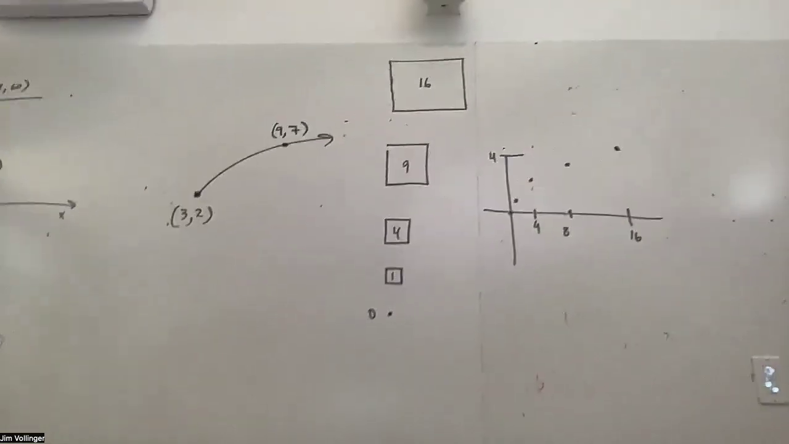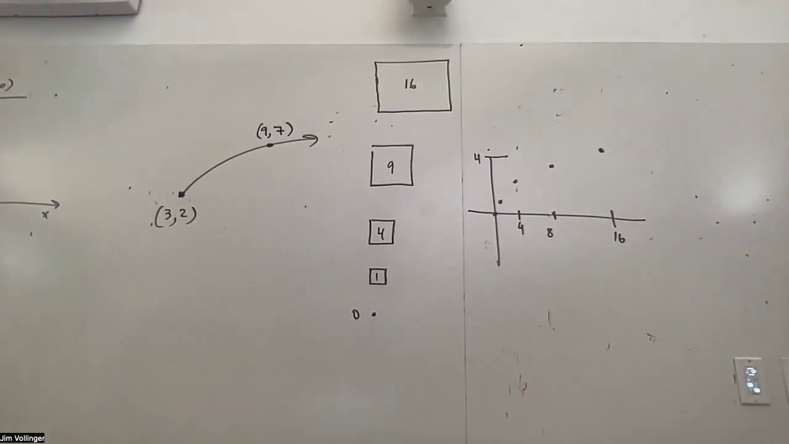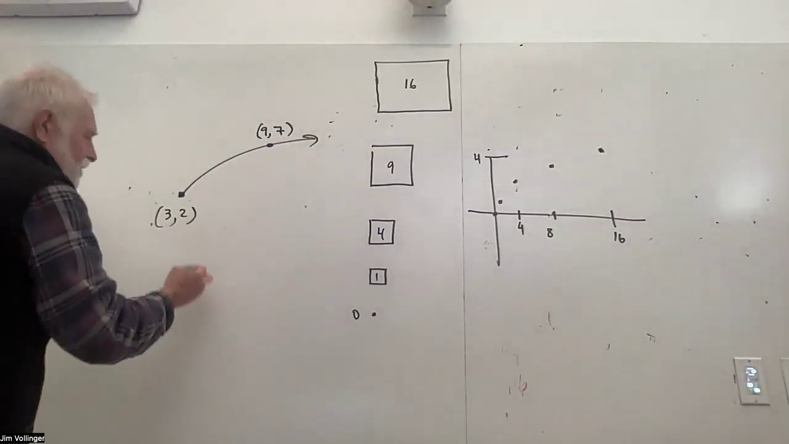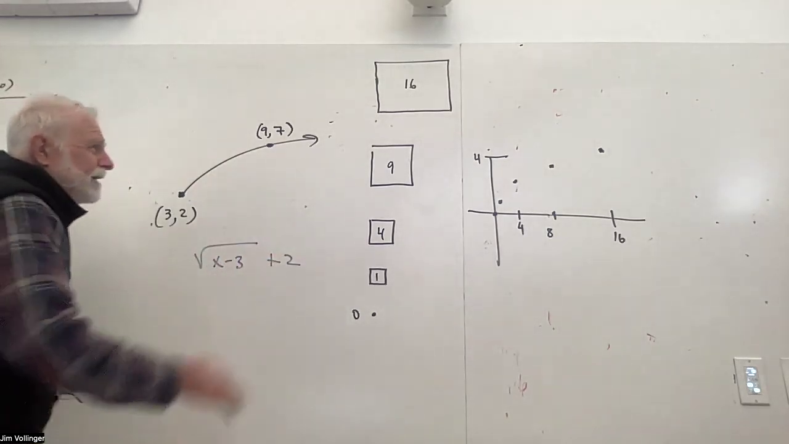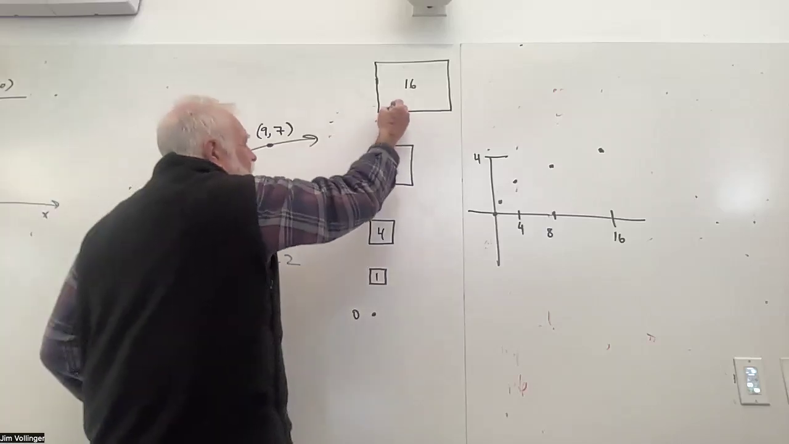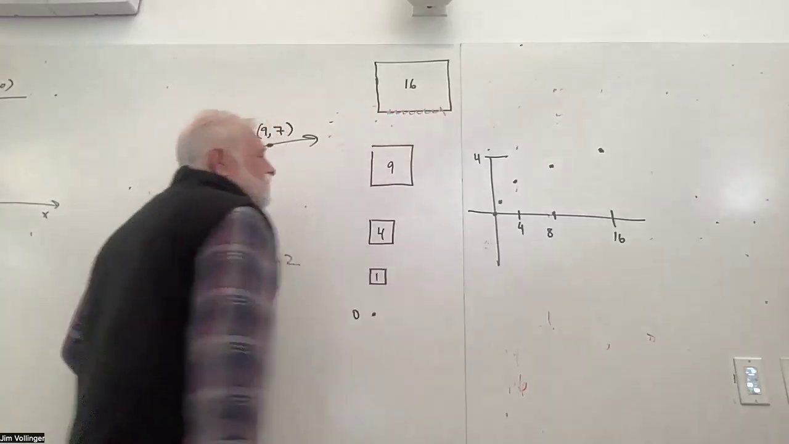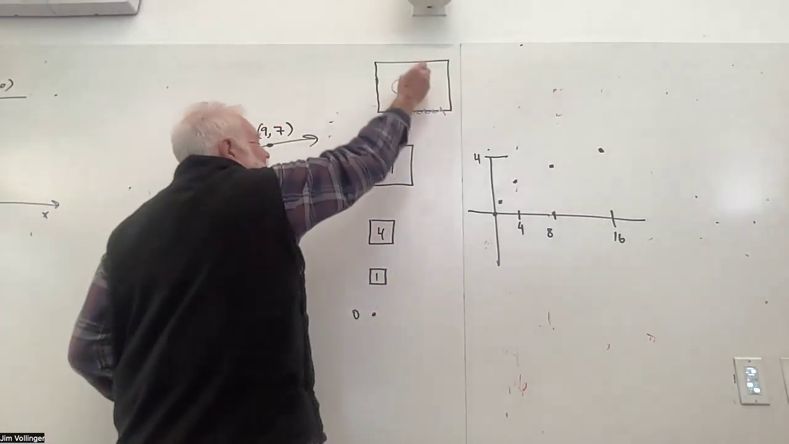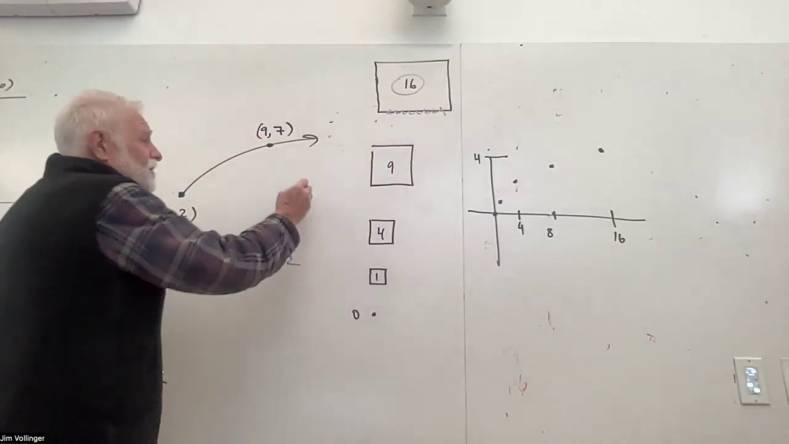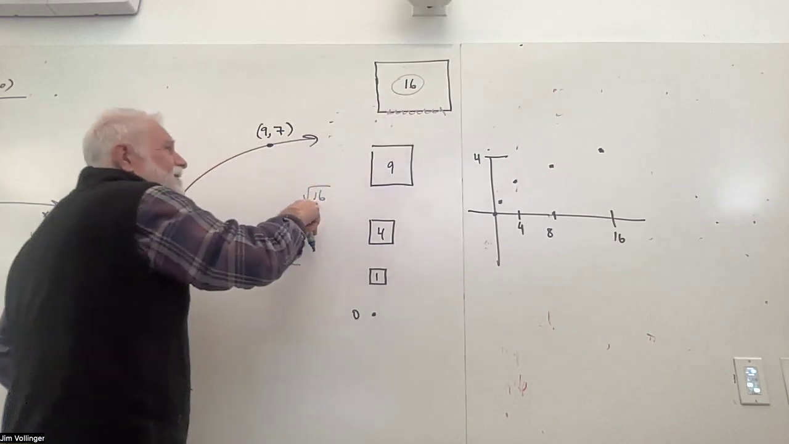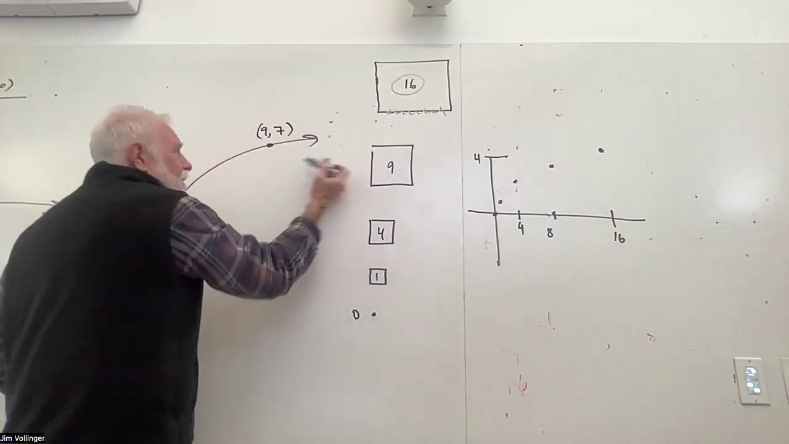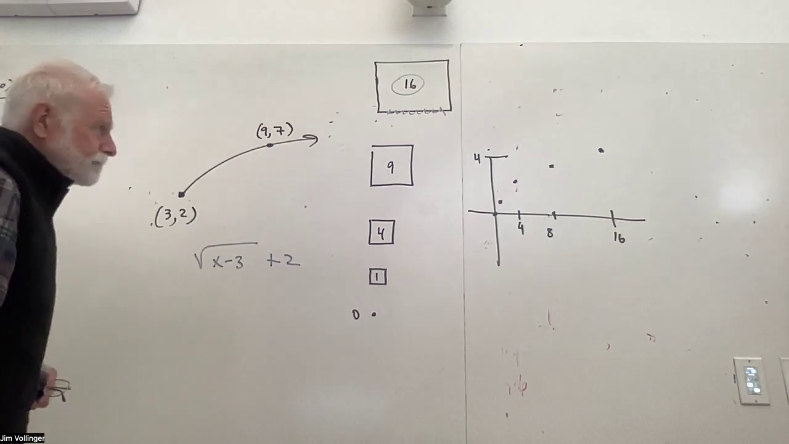We could use it in the square root function. Square root function, x minus 3 plus 2. Why can I say that? Well, square roots are side lengths of a square. And so when I do the square root of 16, I'm looking at the side length if that's the area of a square. And we can see it's 4.